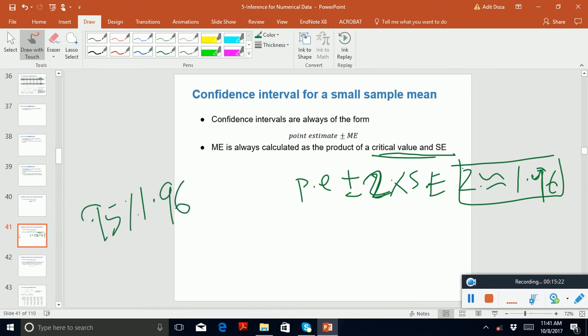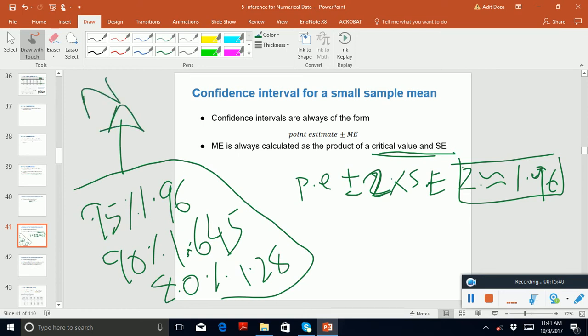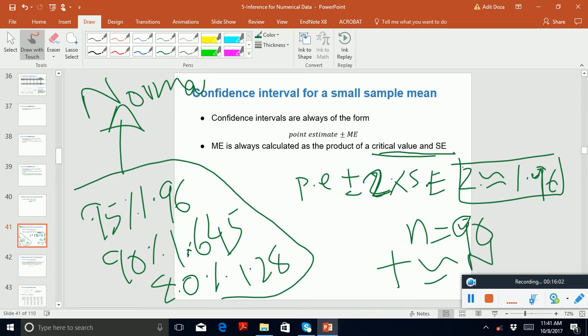For the 95% confidence. For 90% in class I said it's 1.645. For 80% it's 1.28, right? But these are the critical values for the normal table, right? These are not for t tables, it's only for the normal table. But when n is large or the degrees of freedom is large, like when n is roughly 90, the t table will behave like a normal table. So it behaves like a normal table, right? Is that clear to everyone? Okay.